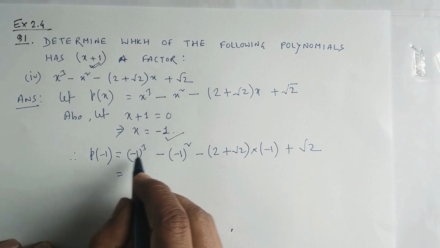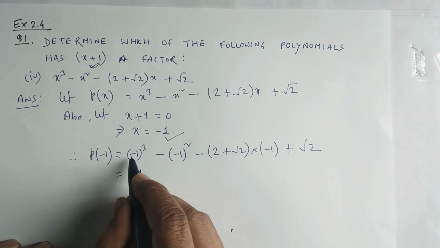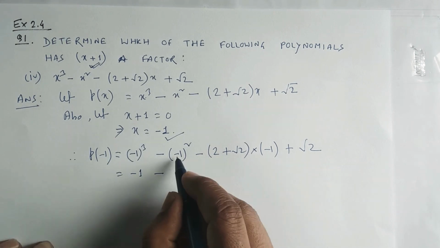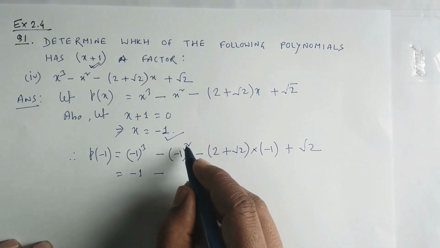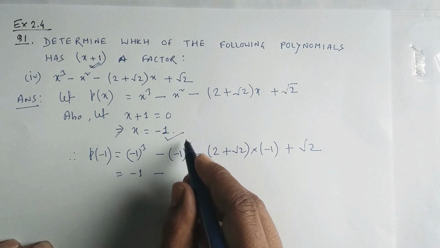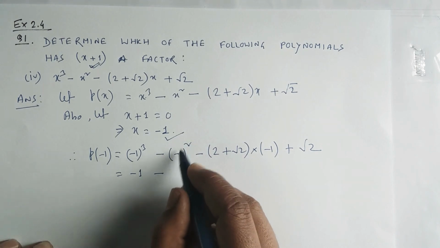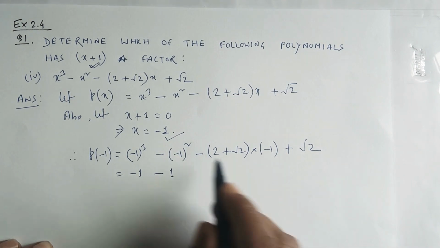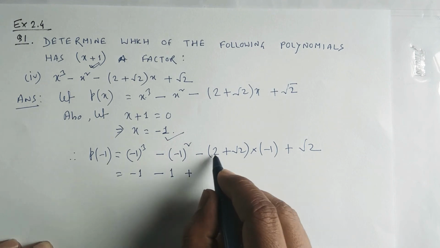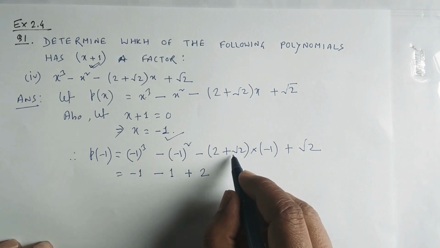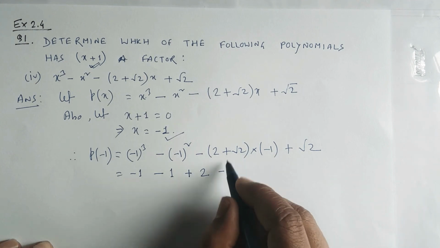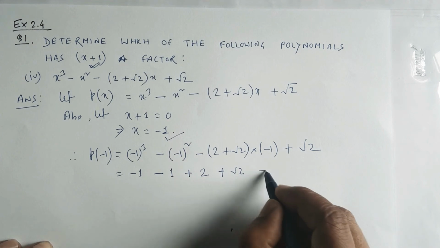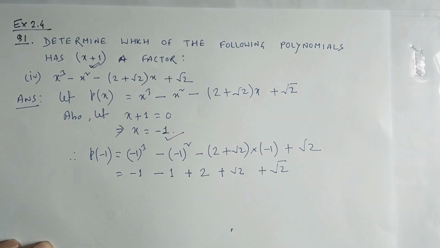Now minus 1 cube is minus 1, since minus 1 to the power of an odd number is always minus. Minus 1 square is 1, since minus to an even power is always plus, so it will be minus 1 square, which is 1. Now see here, minus minus becomes plus, 2 ones are 2, then root 2 into minus 1, here plus, here also ultimately minus plus, so it will be root 2 plus root 2. Done.